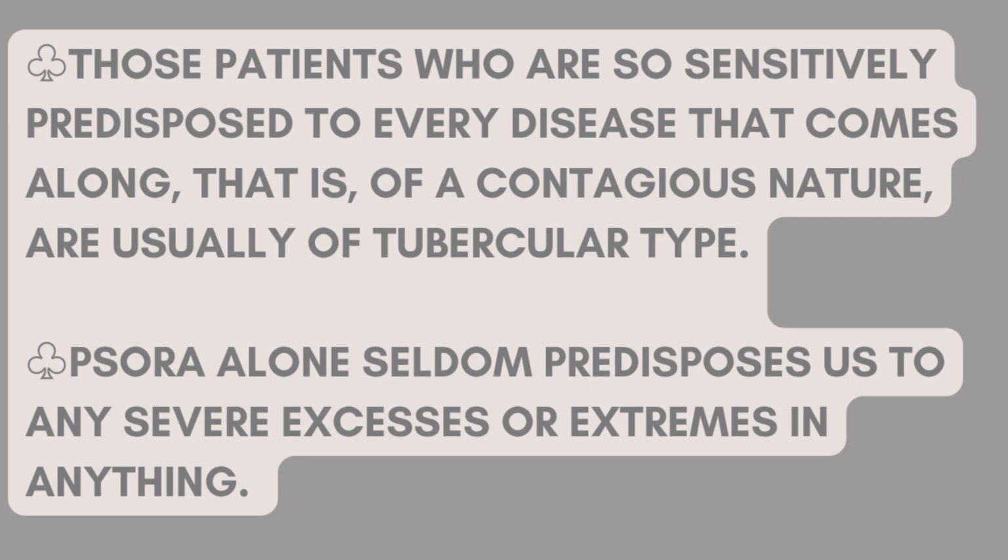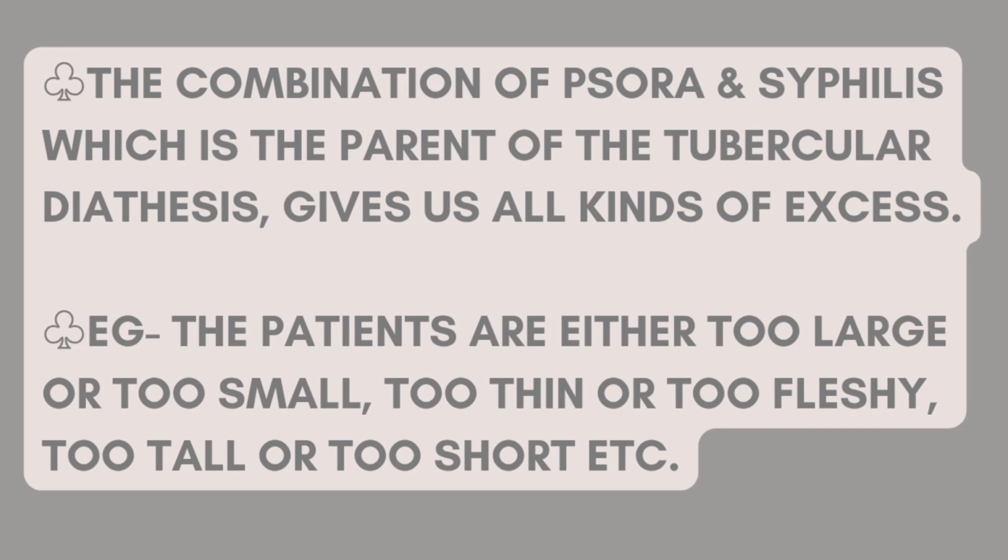Those patients who are so sensitively predisposed to every disease that comes along, that is of a contagious nature, are usually of tubercular type. Psora alone seldom predisposes us to any severe excesses or extremes in anything. The combination of psora and syphilis, which is the parent of the tubercular diathesis, gives us all kinds of excess. Example, the patients are either too large or too small, too thin or too fleshy, too tall or too short, etc.